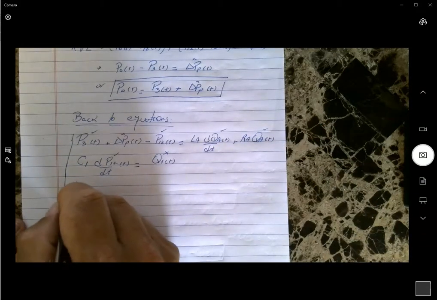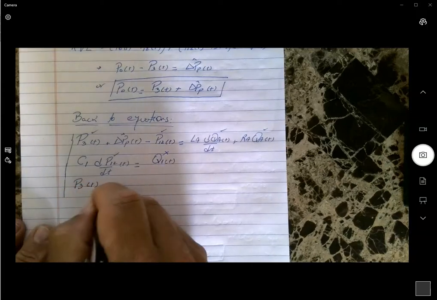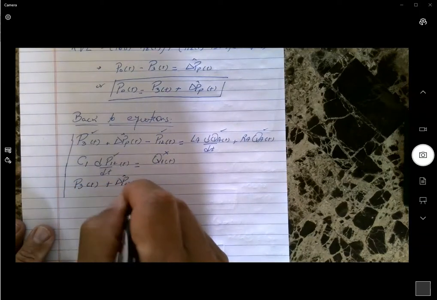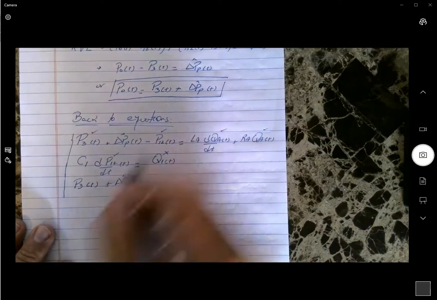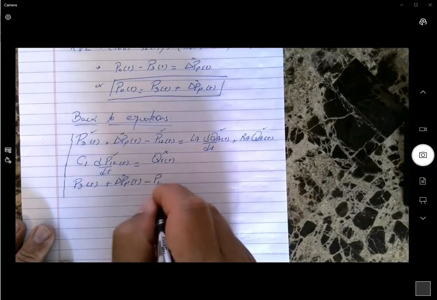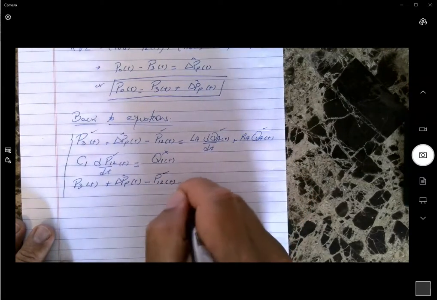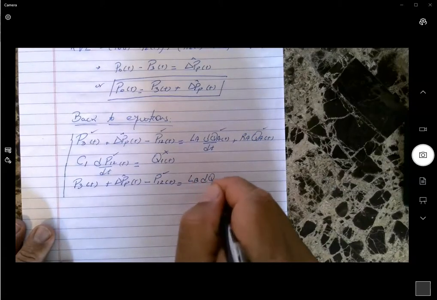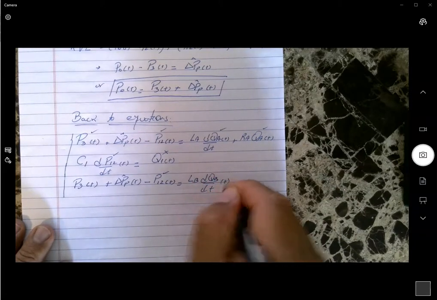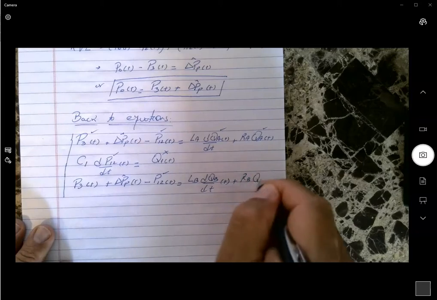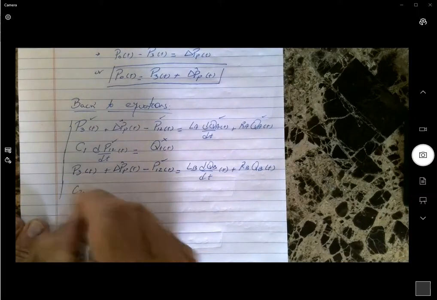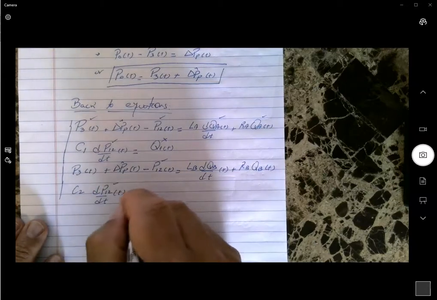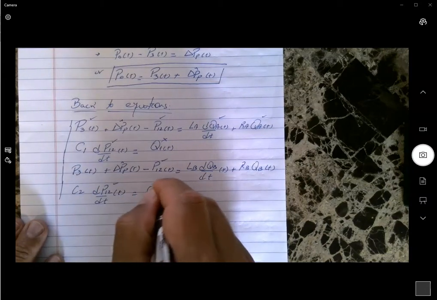Equation number 3. P3 plus delta P of the pump. So this was P0 minus P2. Now this P0 we replace with this equation, and P2 we replace with pressure P12, which we'll keep, is equal to LB dQB dT plus RB QB of T. Equation number 4, C2 dP12 dT, which we'll keep now, is equal to Q2, which we have to eliminate.